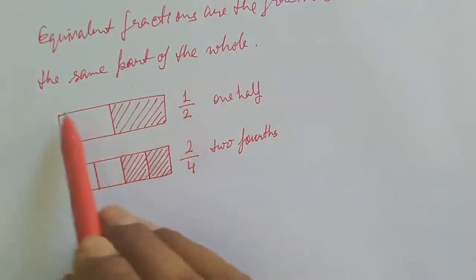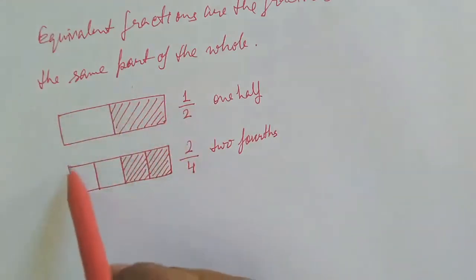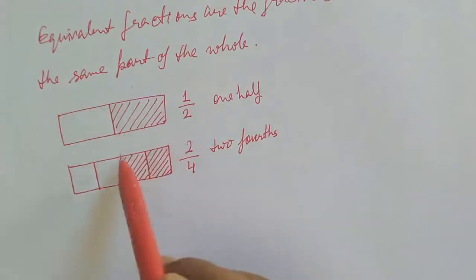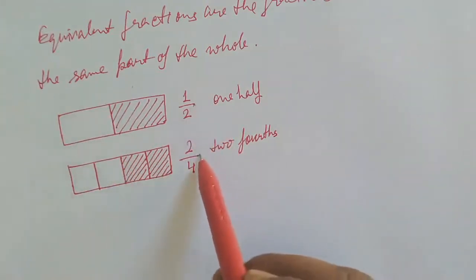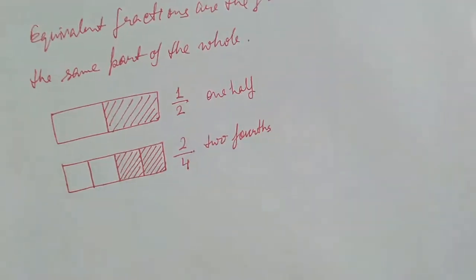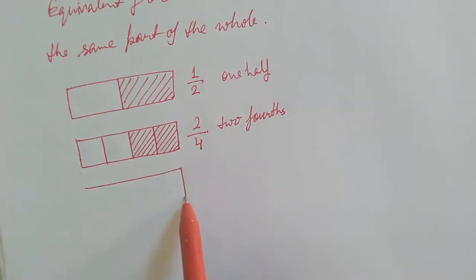It means that out of the total, the half part is shaded. Out of the total, half part is shaded. So it means that this fraction and this fraction, they should be equal. Okay, we will come to this thing later on. First you see one more example.